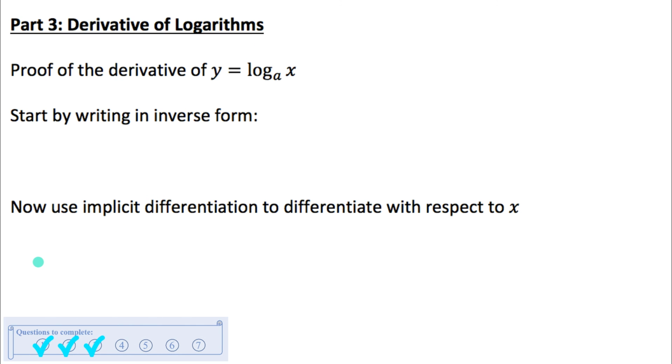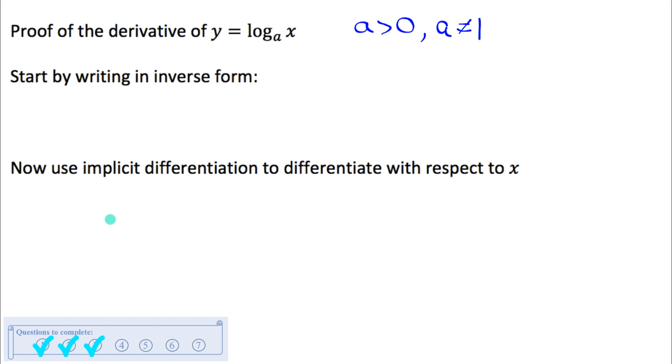Now that we've done a couple examples of implicit differentiation, I can now prove to you the rule for differentiating a log function. So here's the proof for the derivative of y equals log base a of x, where we're going to treat a as if it is some number bigger than 0 and not 1, right? Those are the restrictions on the base of a log function. So when we're doing all of this, keep in mind a is actually a number. We're not treating it like a variable in this.